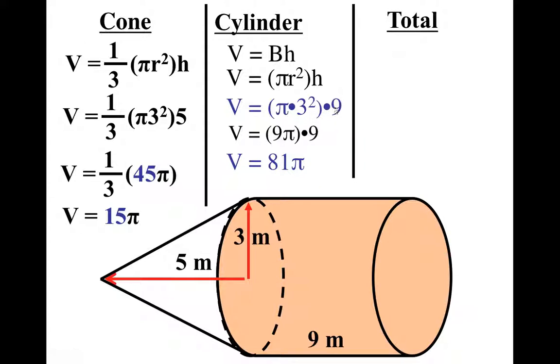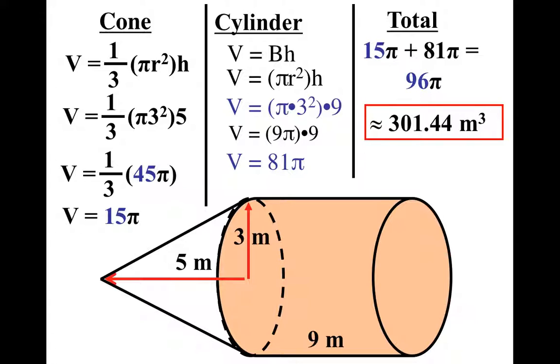I get 81 pi. So, have you noticed I haven't found what the volumes are by multiplying by pi yet? What if I add these two pi's together? I get 96 pi, and then if I multiply by 3.14, I only have to do it once. So there's going to be a couple of different ways to be able to solve these problems. Don't be afraid to ask your teacher for some help, and I hope what you guys are noticing is nothing here was all that difficult, but there sure was a lot of it.